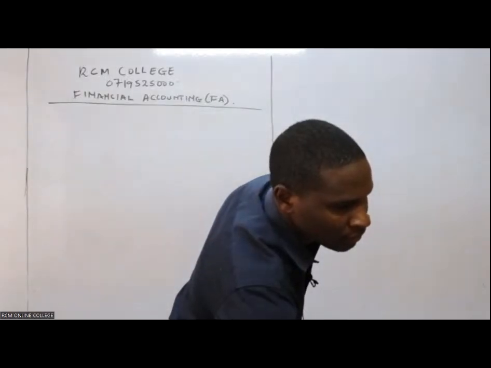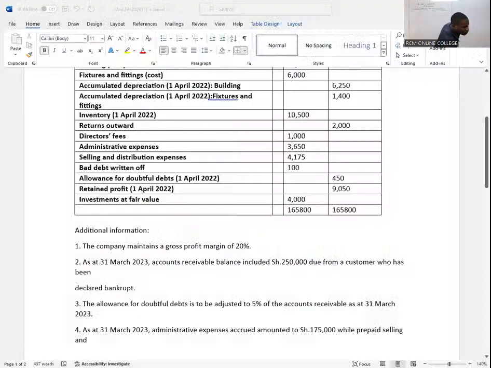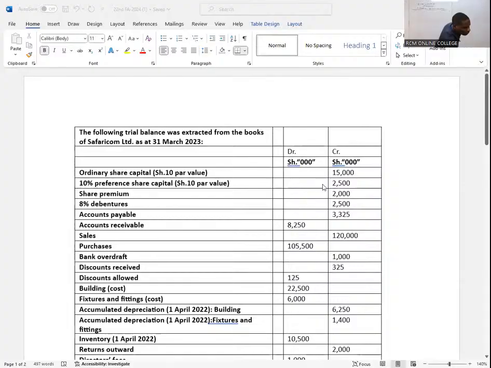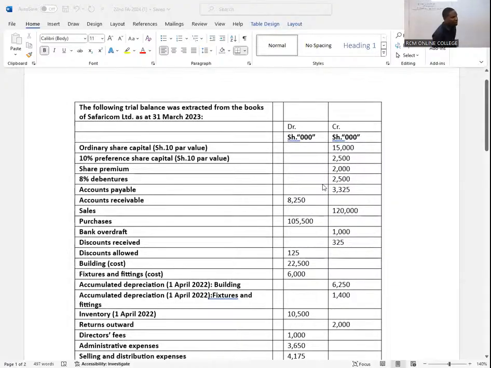some work here. I want to share with you this work, which is very important for us. The following trial balance was extracted from the books of Safaricom Limited as at 31st March 2023. Good. We have debit and credit side, you can see. And as we said, we go with the dealer. So since you're new, we just go with the dealer here.